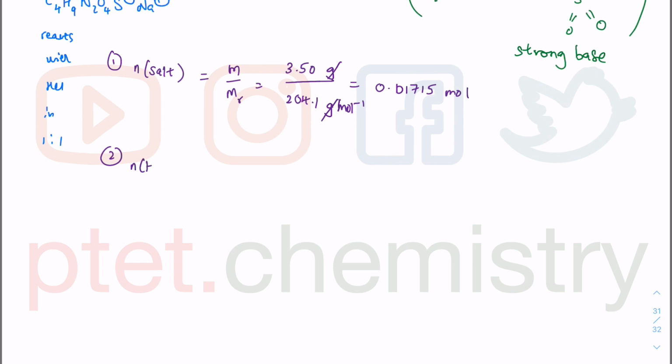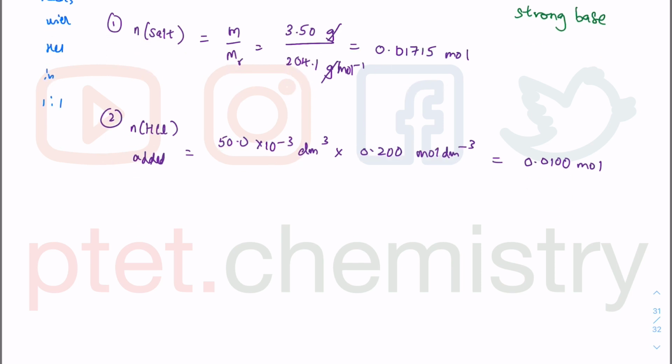How much HCl did I add altogether? In the question, you say you added 50 cm cubed, so 50 times 10 to the minus 3 to convert that to dm cubed, multiply by the concentration in mole per dm cubed, and I get 0.01 mole. By right, given the accuracy of the data, 1, 2, 3, 1, 2, 3, I should really express my answer to 3 significant figures, 1, 2, 3, just to be consistent and appropriate with my number of significant figures.